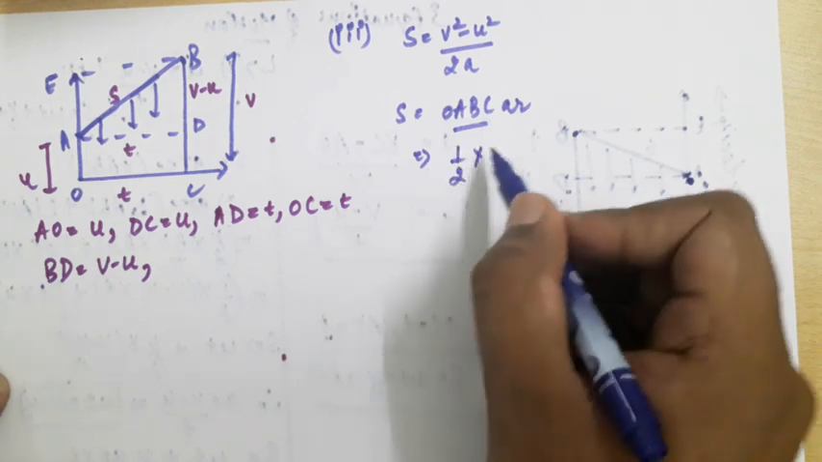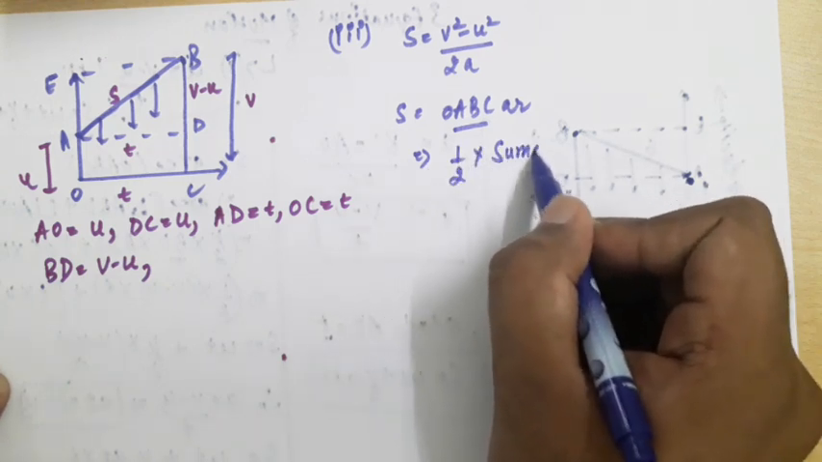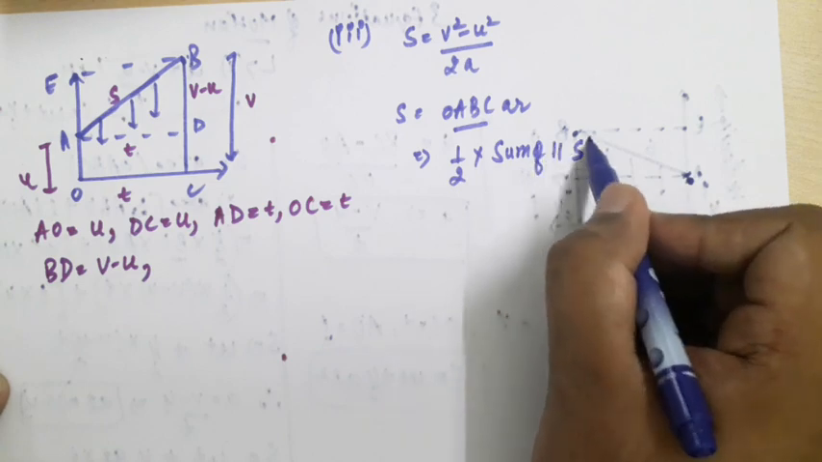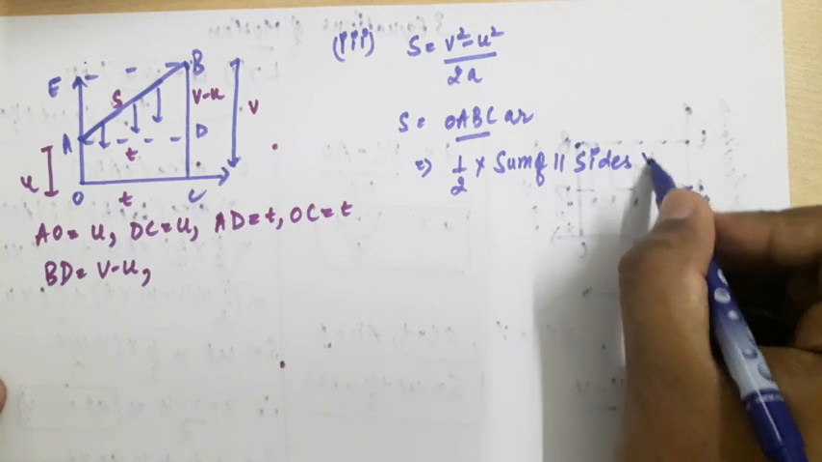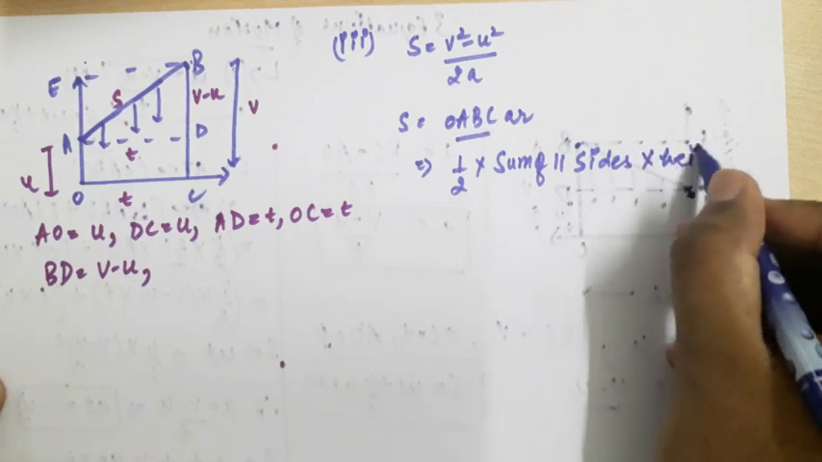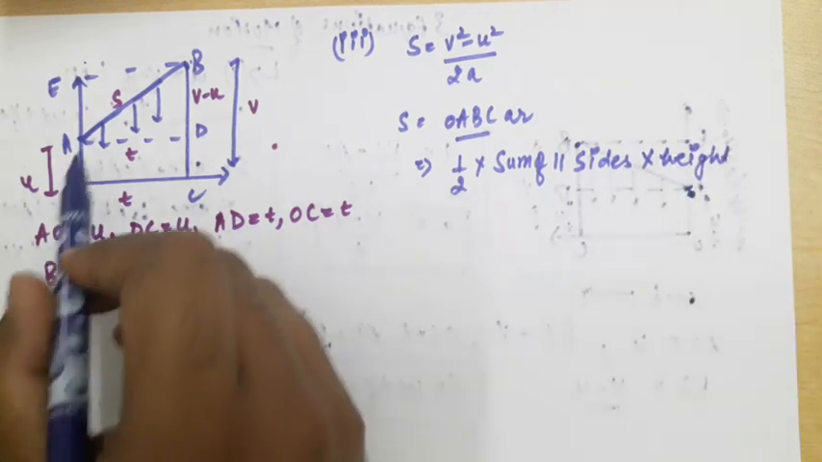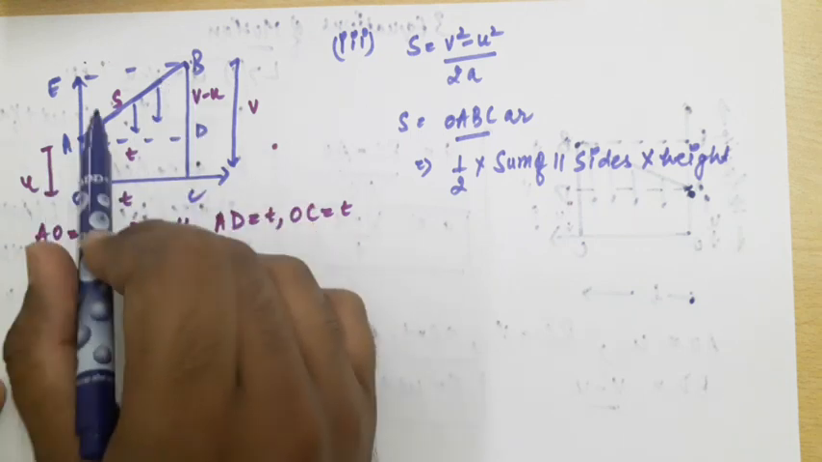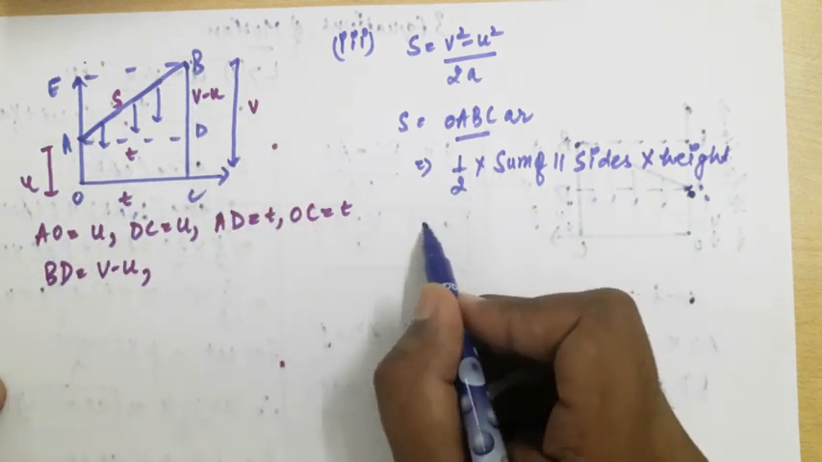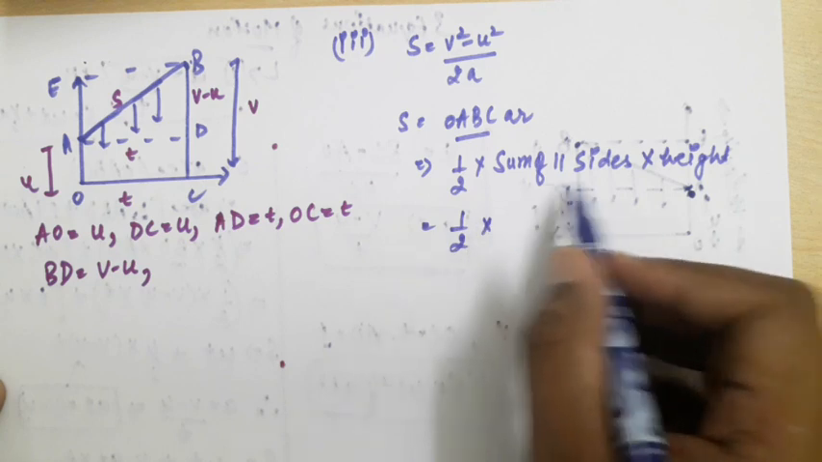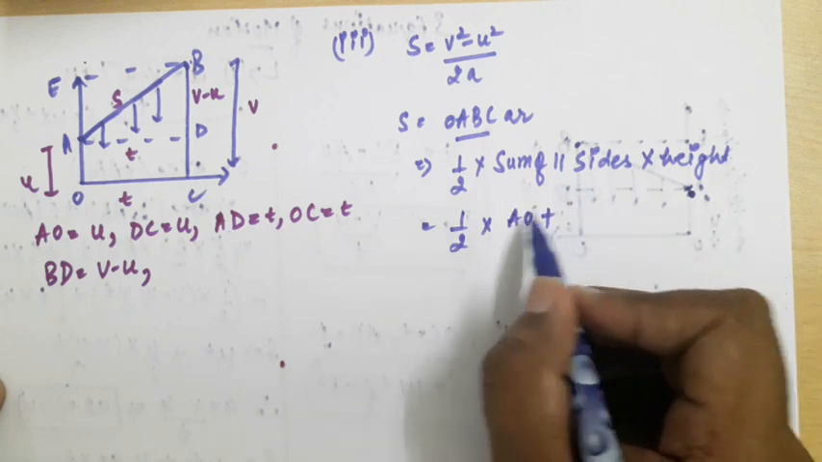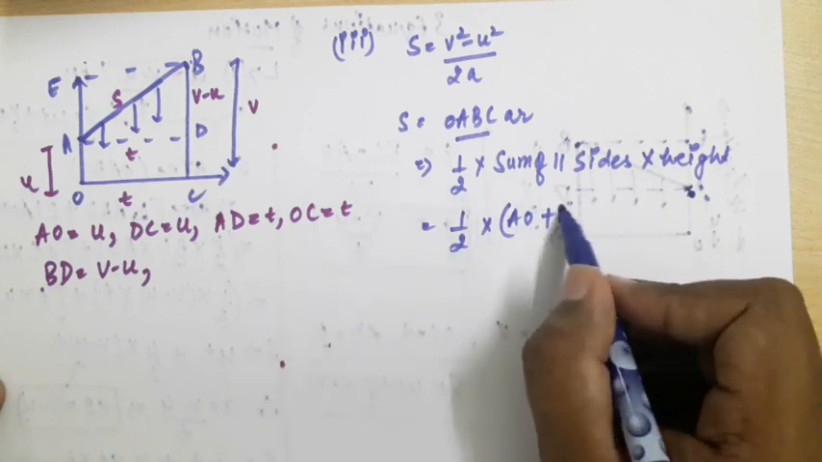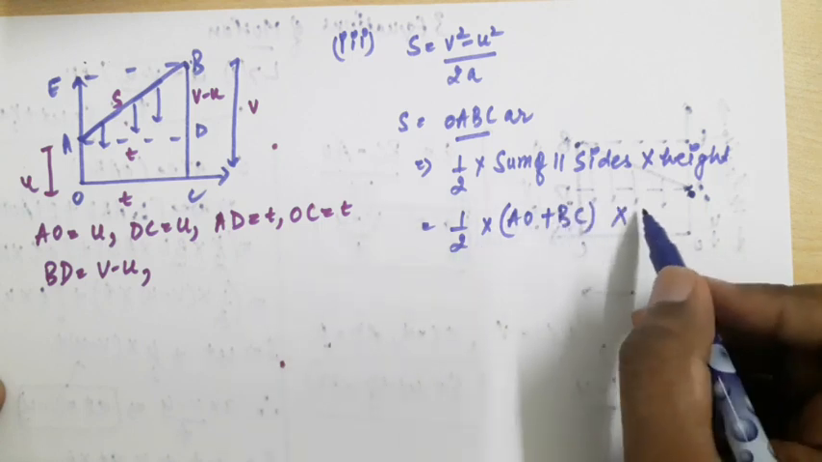Half into sum of parallel sides into height, right? So we can see these two are parallel sides, right? And this is height in between it. So I'll just put the formula, half, parallel sides are AO, we have to take the sum, AO plus BC into height. Height is what? OC.